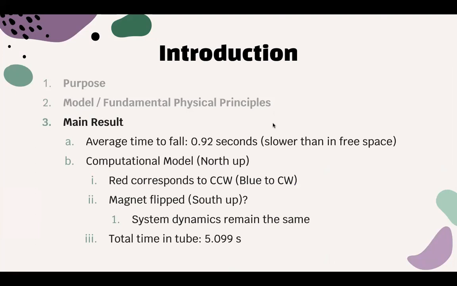The main result was that the average time for the bar magnet to fall was 0.92 seconds, which is slower than if it were falling through free space. The computational model had the north side of the magnet pointing up, and I determined that the red rings corresponded to a counterclockwise current, while the blue rings corresponded to a clockwise current. When the magnet was flipped so that the south side was pointing up, the system dynamics remained the same. In the computational model, I had a total time in the tube of about 5 seconds, which was much more than in the real-life model.